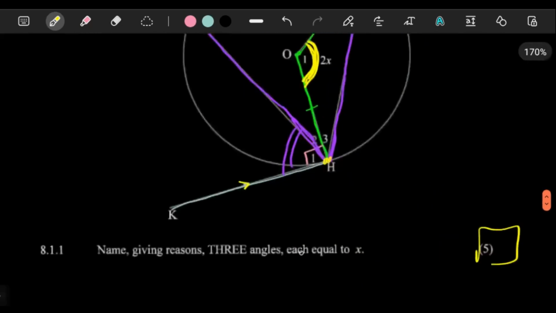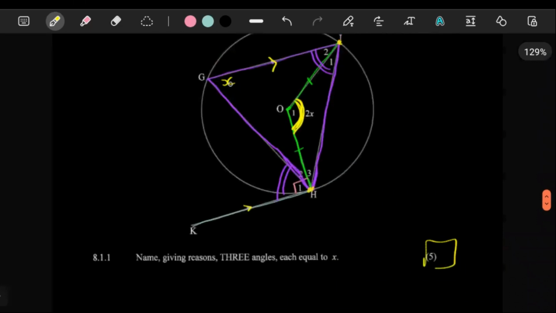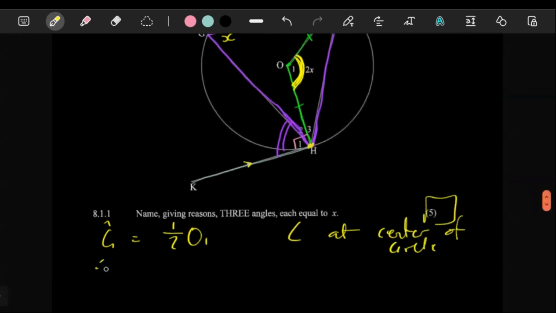So they want 3 other angles equal to x. Well, we got one already, which is just G there. So angle G is equal to half of O1. The reason is angle at center of circle. So as a conclusion, therefore G is equal to half of 2x, which is equal to x. So that's the first angle equal to x.